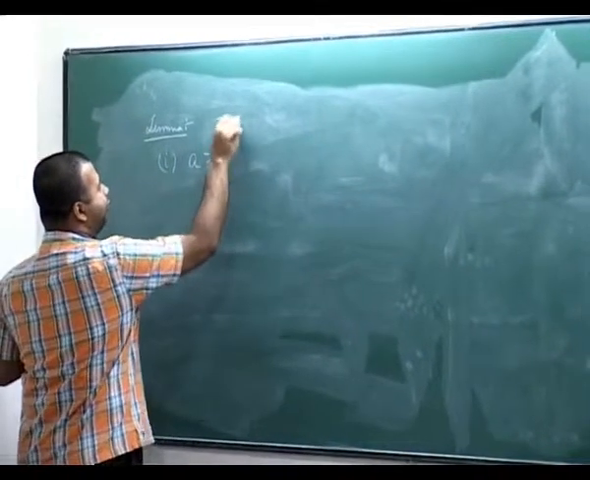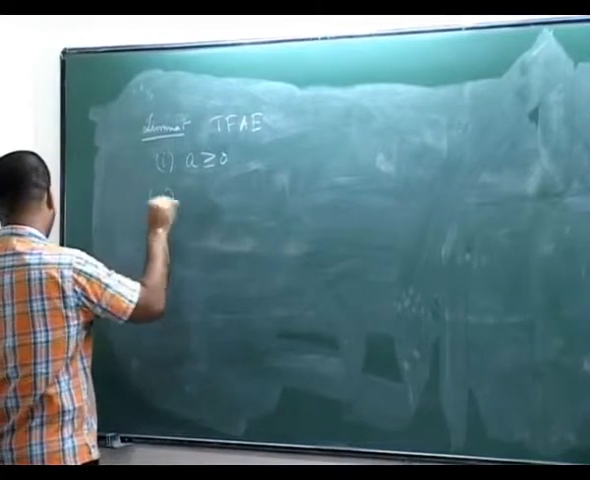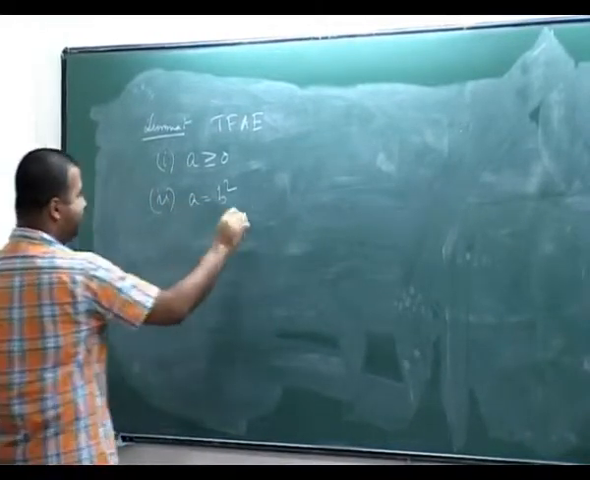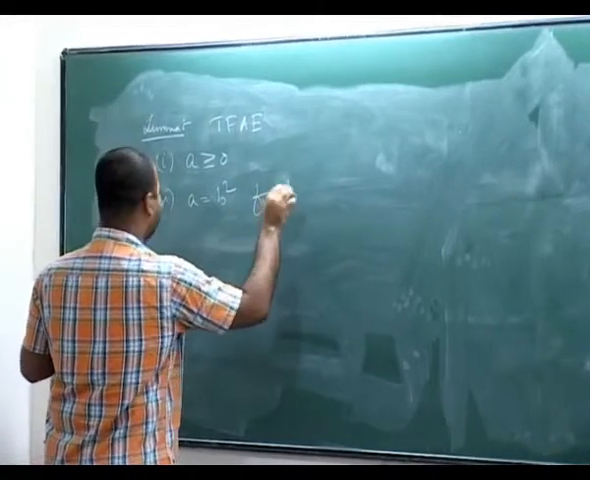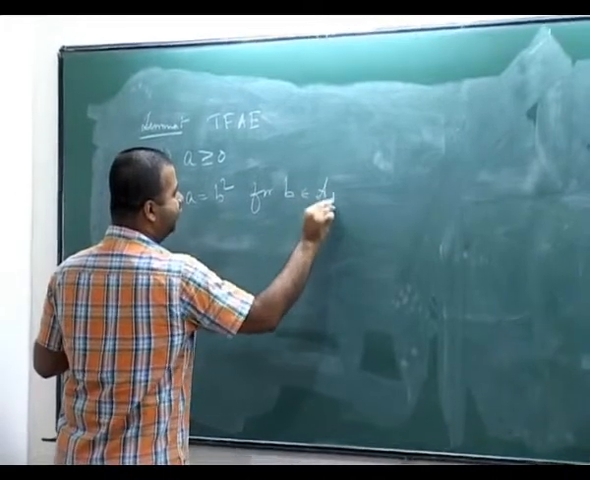I want to prove that the following are equivalent. This proof is interesting because it uses understanding of the functional calculus. So B is a self-adjoint element.